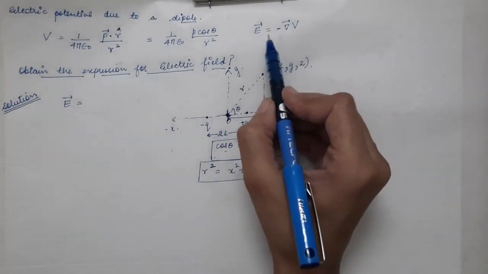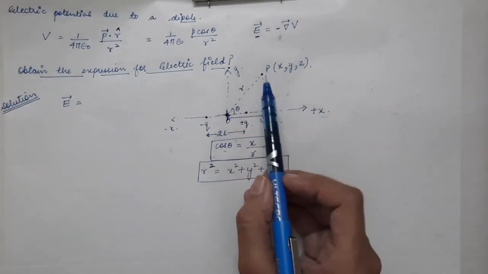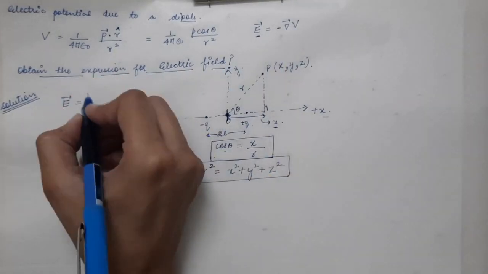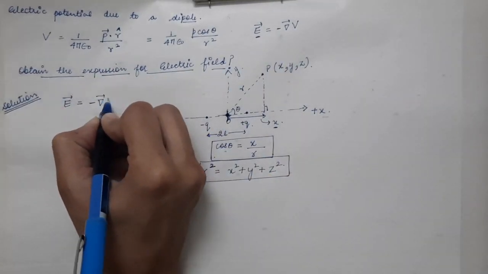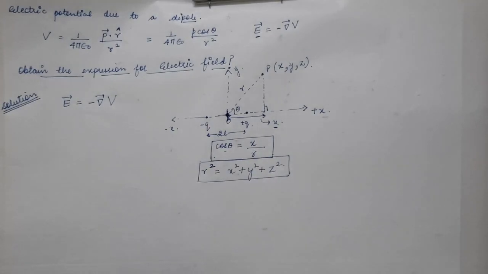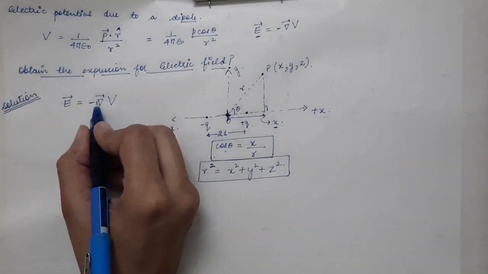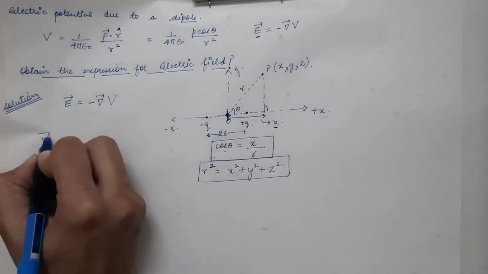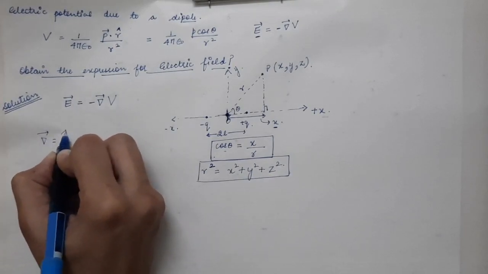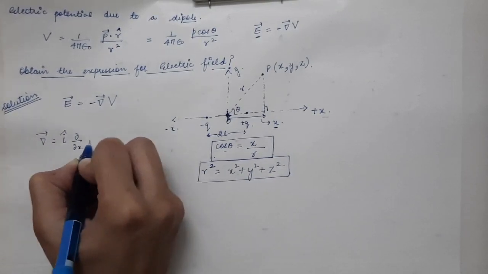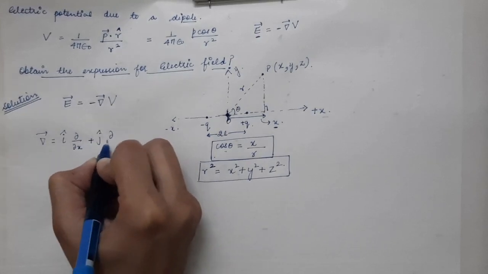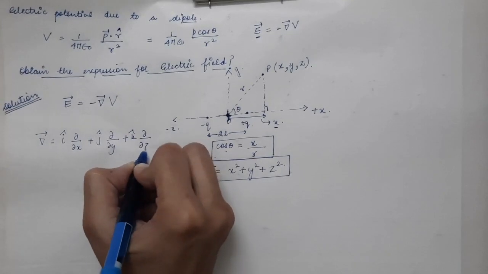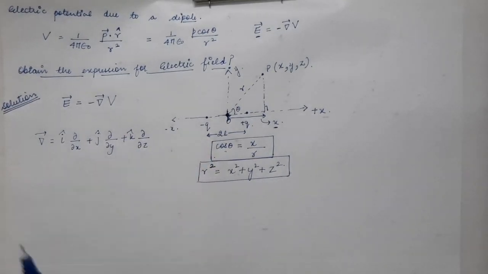Now we want to find the electric field at this point. So to find electric field, we will use this formula, that is, we will find the gradient of the electric potential. Now what is this gradient? So this del operator, it has a form. So del operator is given by i cap del by del x plus j cap del by del y plus k cap del by del z. So this is how we define the del operator.